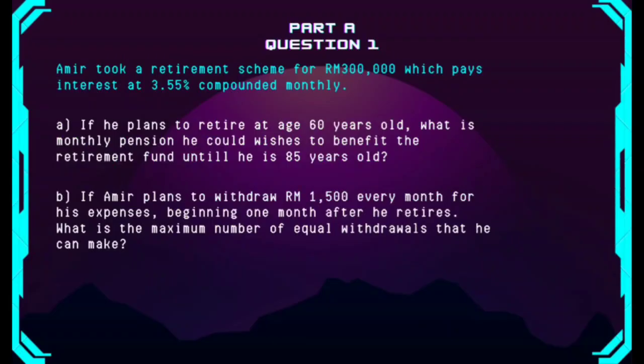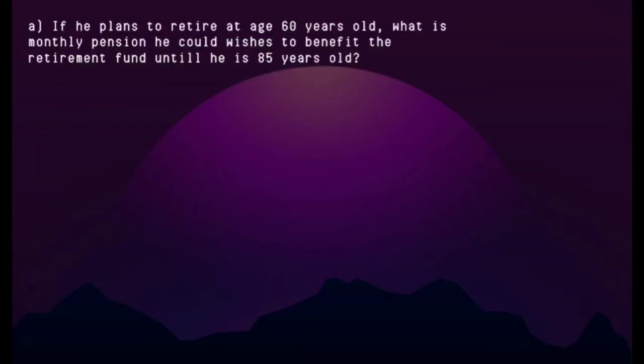Hi, my name is Amalin binti Zamani, and I will explain question 1 part A. Amir took a retirement scheme for RM 300,000 which pays interest at 3.55% compounded monthly. If he planned to retire at age 60, what is the monthly pension he could wish to benefit from the retirement fund until he is 85 years old?